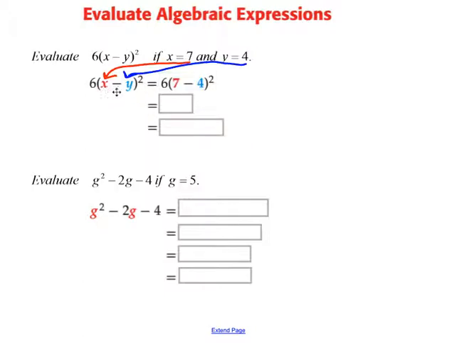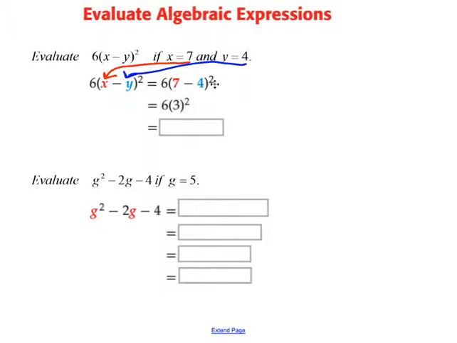So 6 times, instead of x, we're going to put 7. Instead of y, we're going to put 4. So the first thing I'd like you to do is just write that out. Then we can start working with our order of operations. We start within parentheses first. Since the 7 and the 4 are inside the parentheses, that subtraction gets done first. So 7 minus 4 is 3.